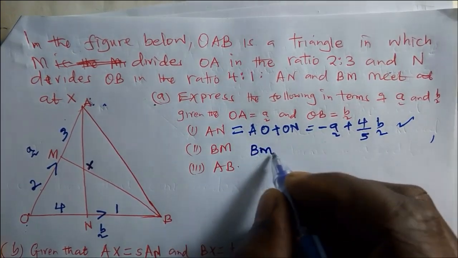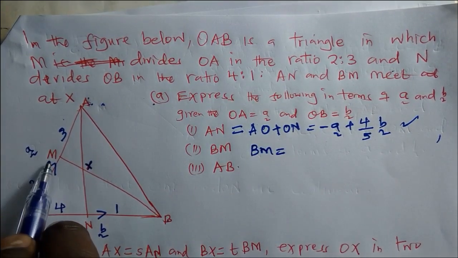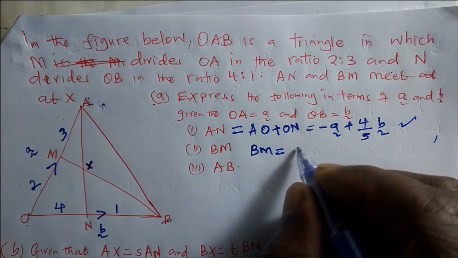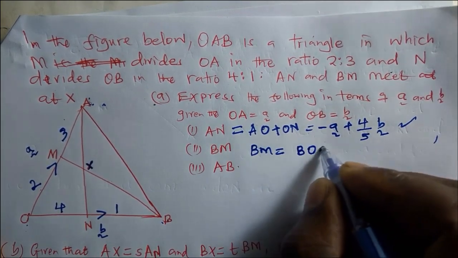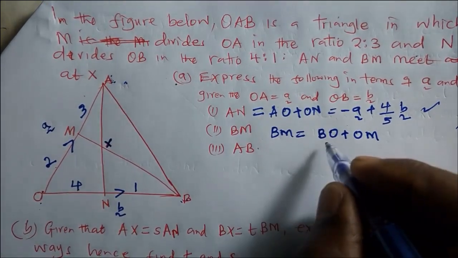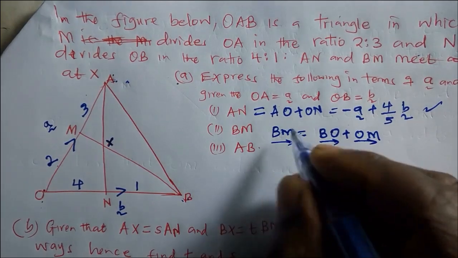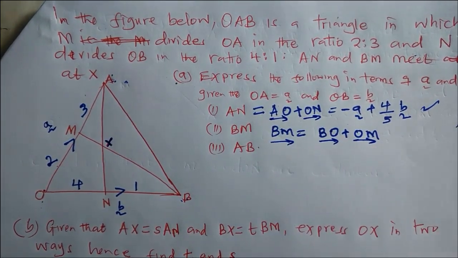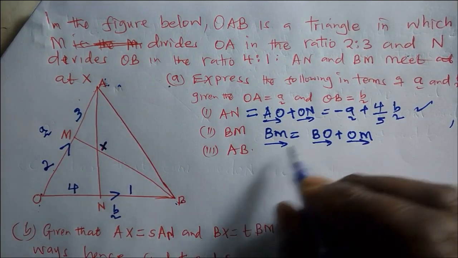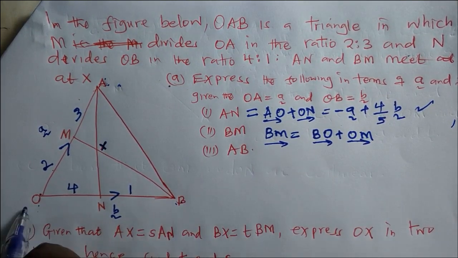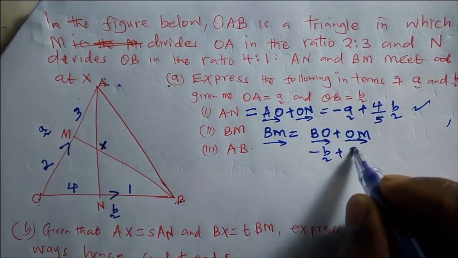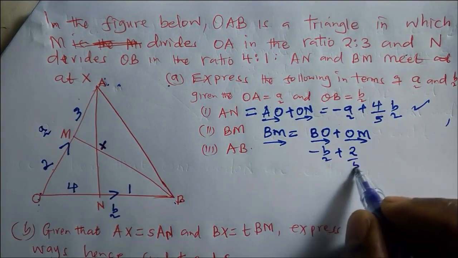Then BM. So BM, how do you get BM? BM is equal to BO plus OM. Remember, these are vectors. It is important you put an arrow like that, showing that we are going that direction. So this one means BO, we are going against B, therefore it is going to be minus B plus OM. OM is 2 over the total 5, vector A.